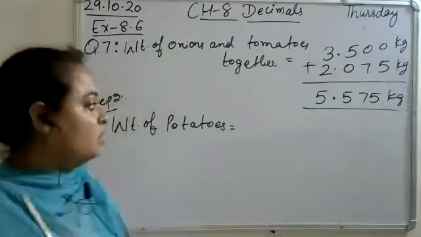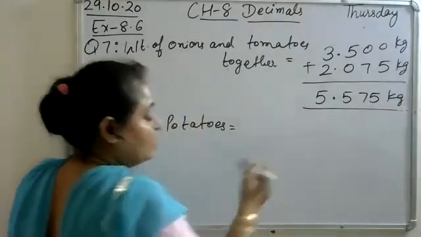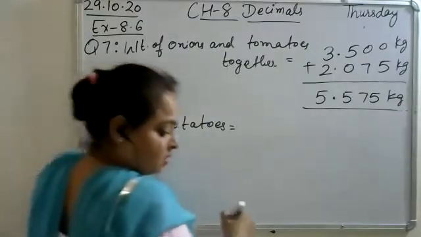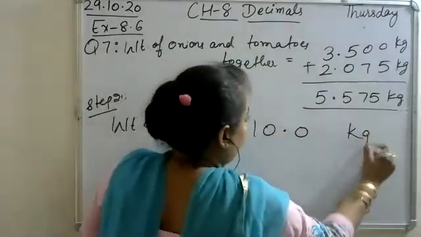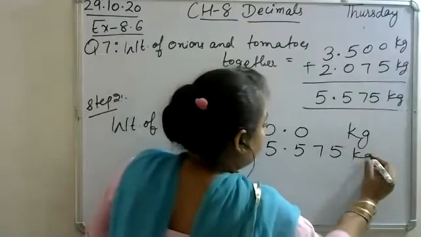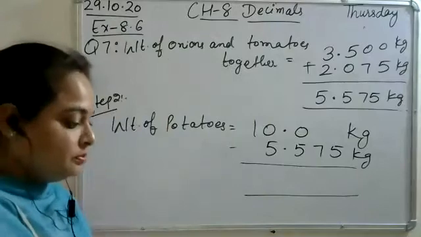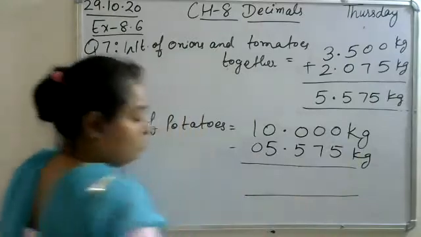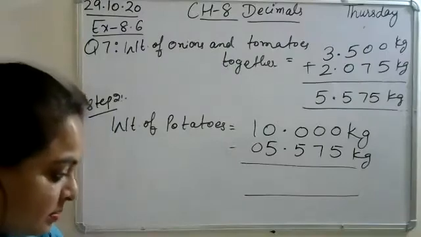So Suhana, tell me how can you write 10 in term of decimal? 10.0 kg. Yes. 10.0 kilogram and this is 5.575 kilogram and vacant positions are filled by what? 0. Yes. 0. Now students, subtract and write down your result in the chat box.